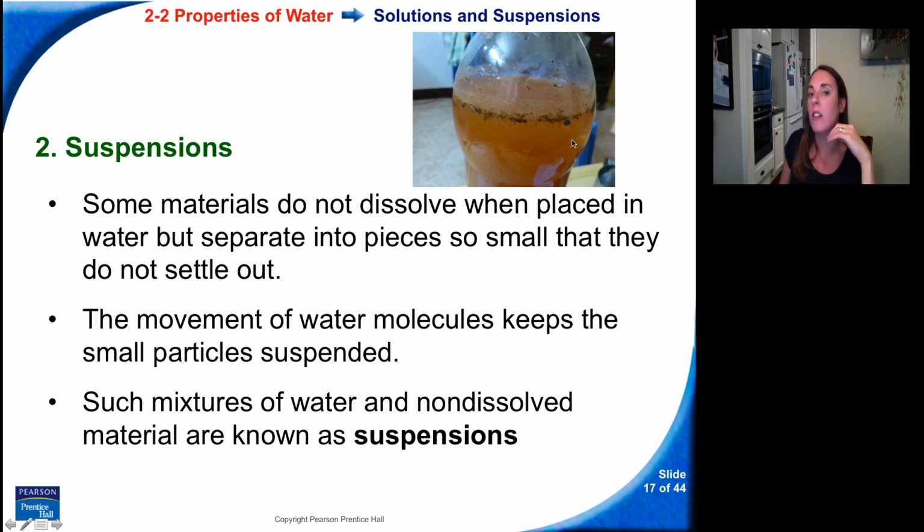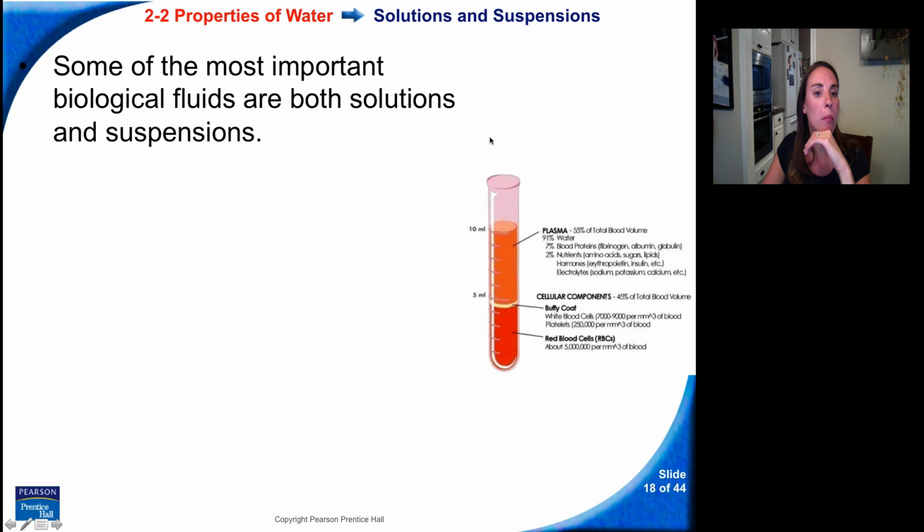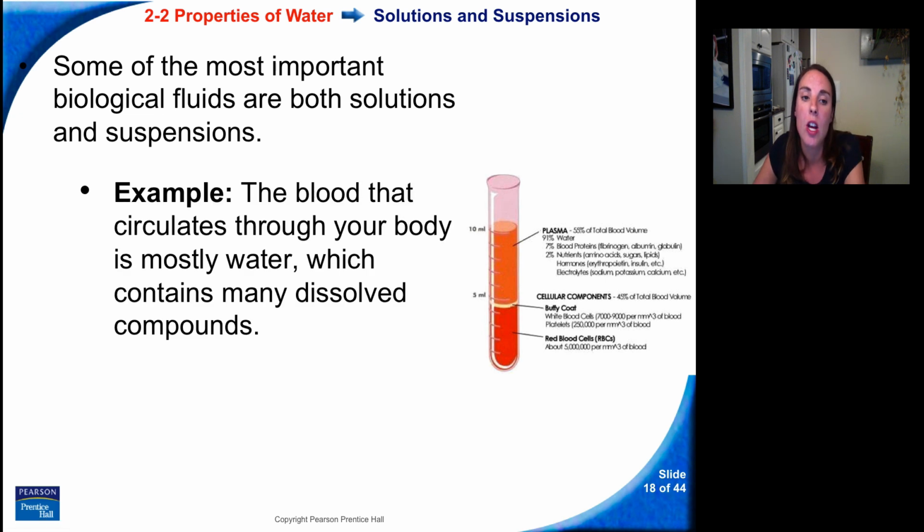So dirty water, dirt and water, muddy water can be an example of a suspension. The mud doesn't actually dissolve in the water, but it's just suspended there, making it look cloudy. Some of the most important biological fluids are both solutions and suspensions. An example is the blood that circulates throughout your body. It's mostly water, which contains many dissolved compounds, such as salt and sugar. Those are things that are in your blood. And because your blood is made mostly of water, they're dissolved.